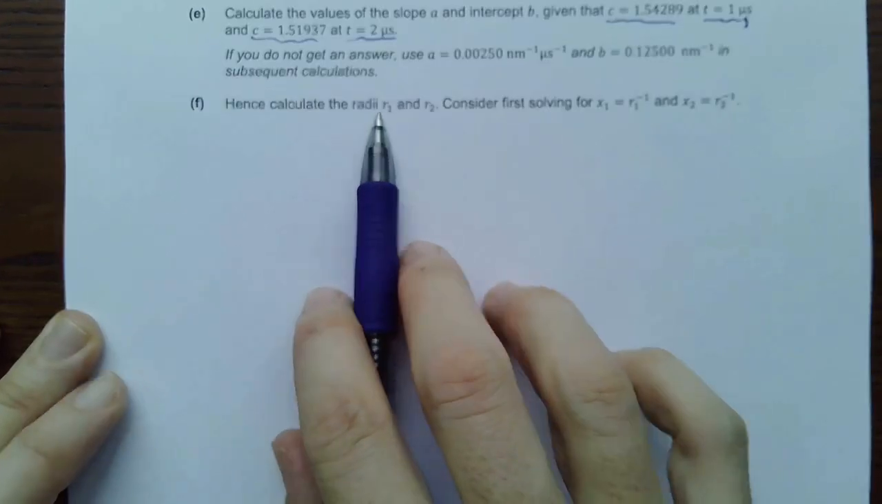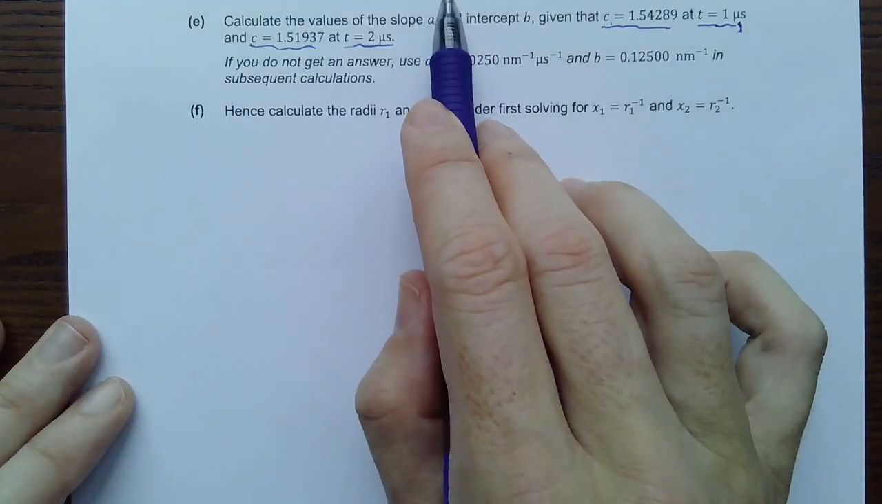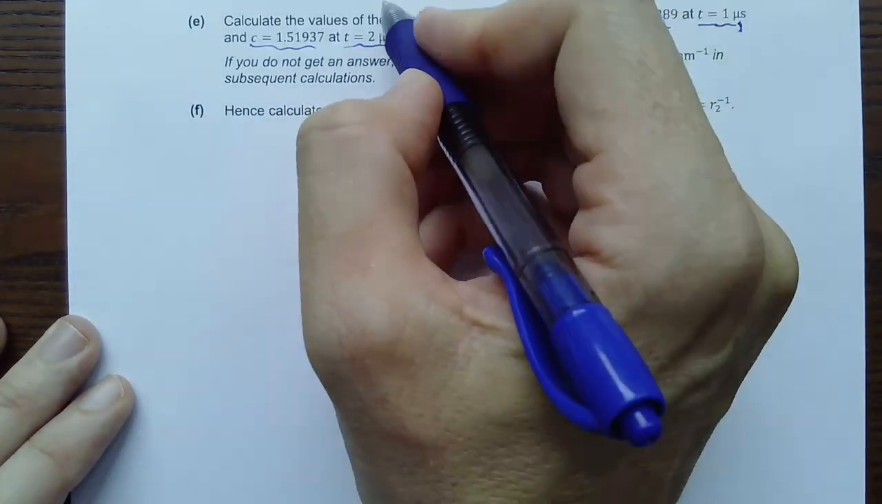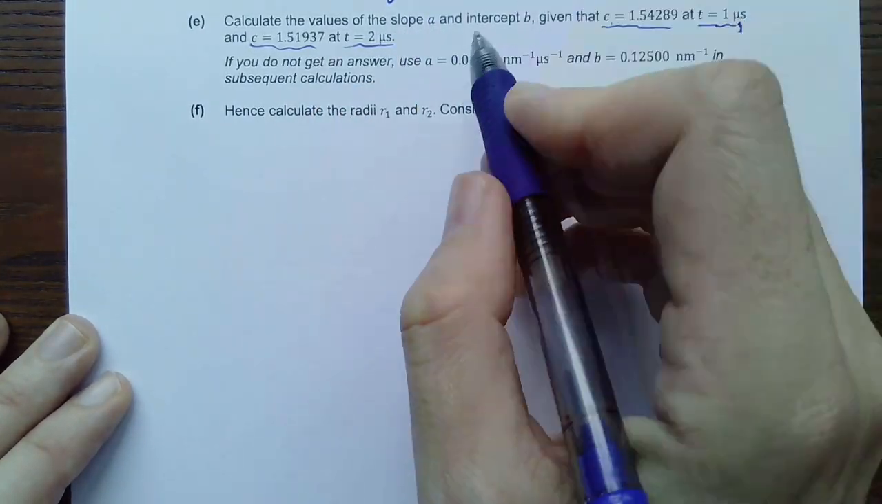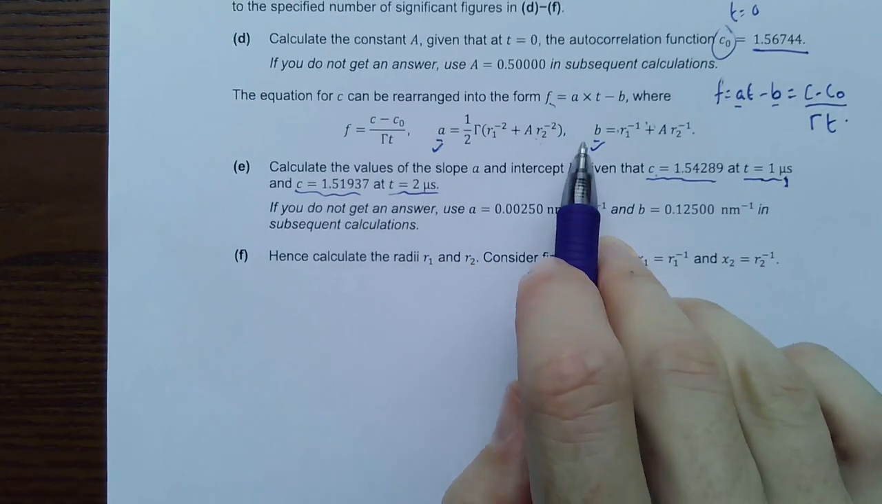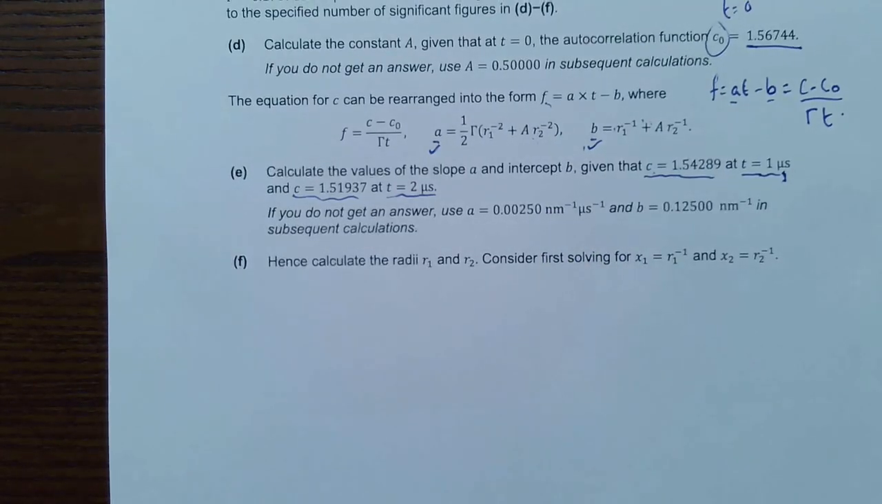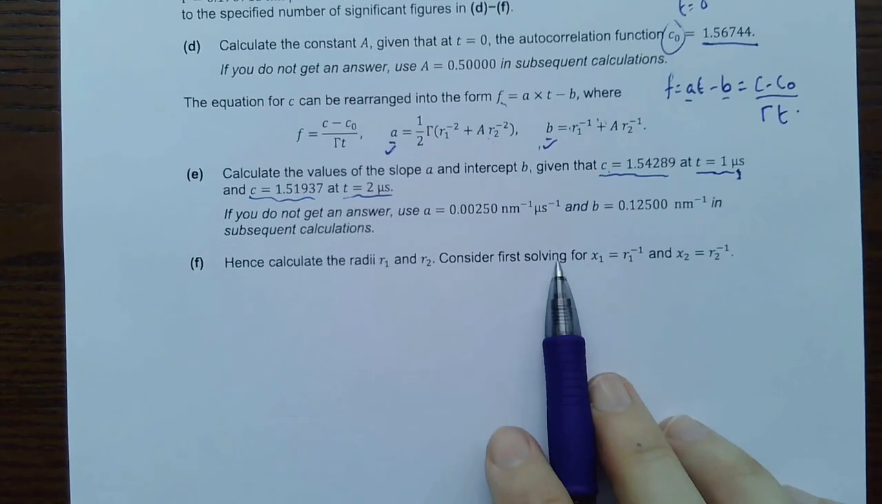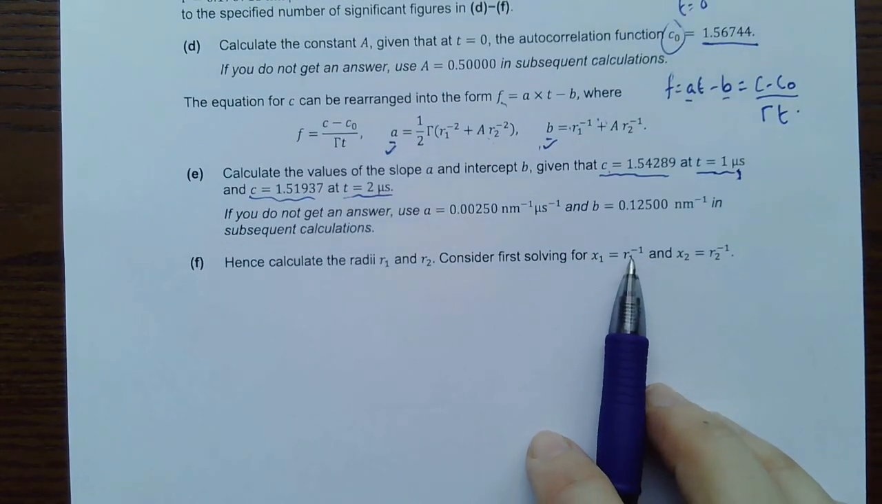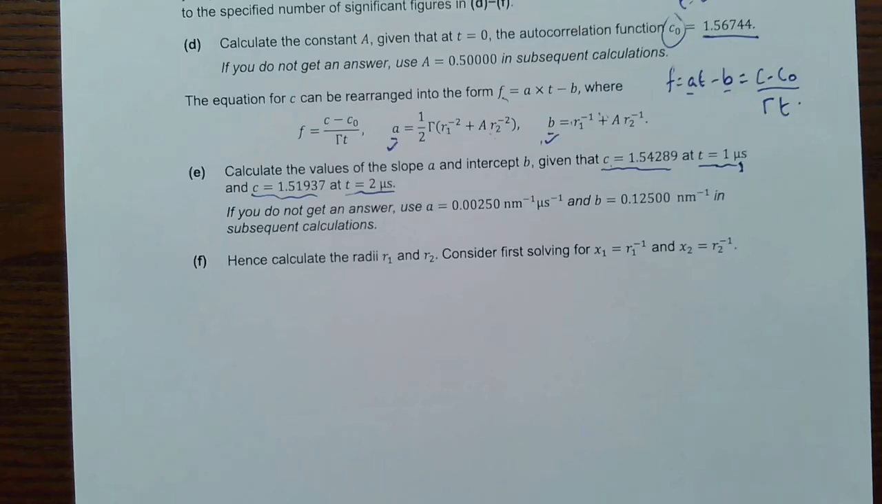And then it says, hence calculate the radii R1 and R2. Consider first, so now we want to know R1 and R2. Now I know A, I know B, so I'm going to solve these and work out what the radii of the spherical particles are. Now it tells me consider first solving x1 and x2 for these substitutions. Now I'm going to go straight ahead and do that.